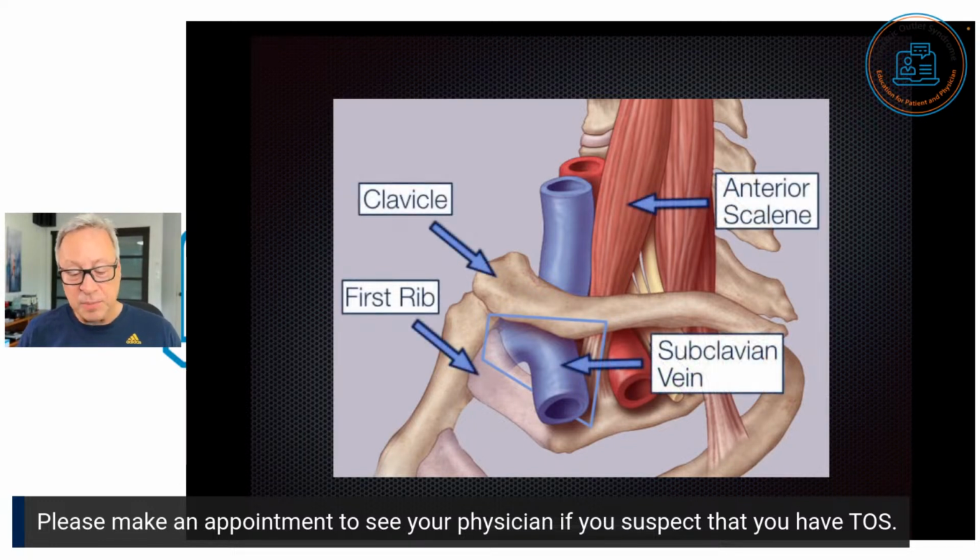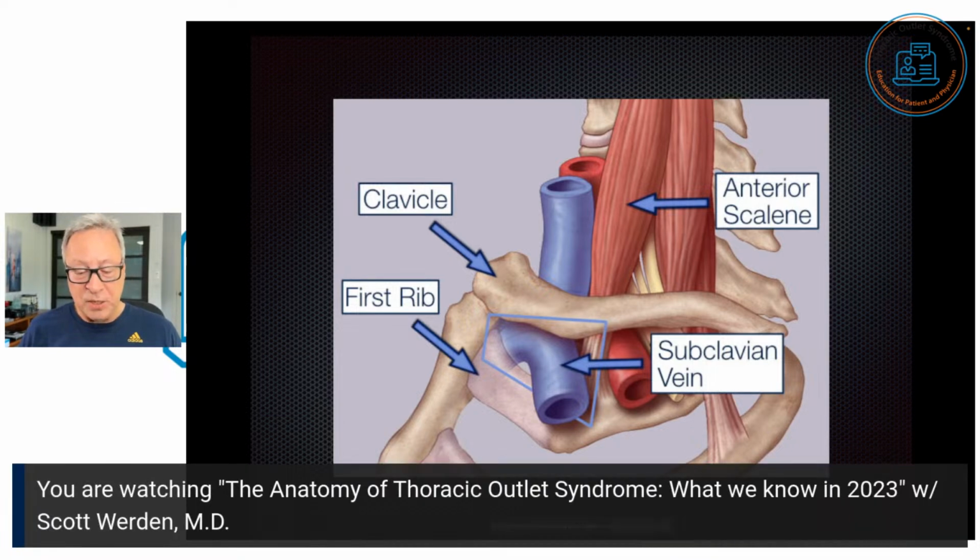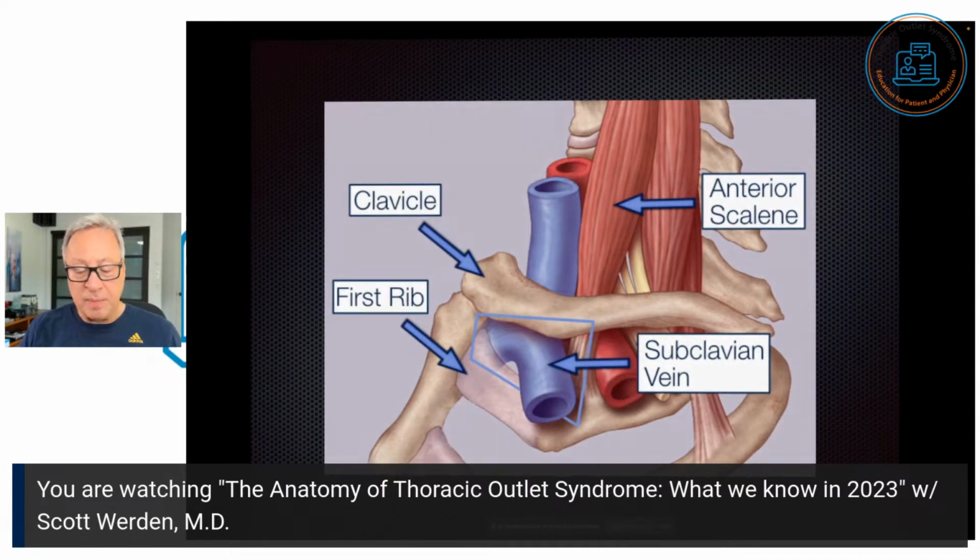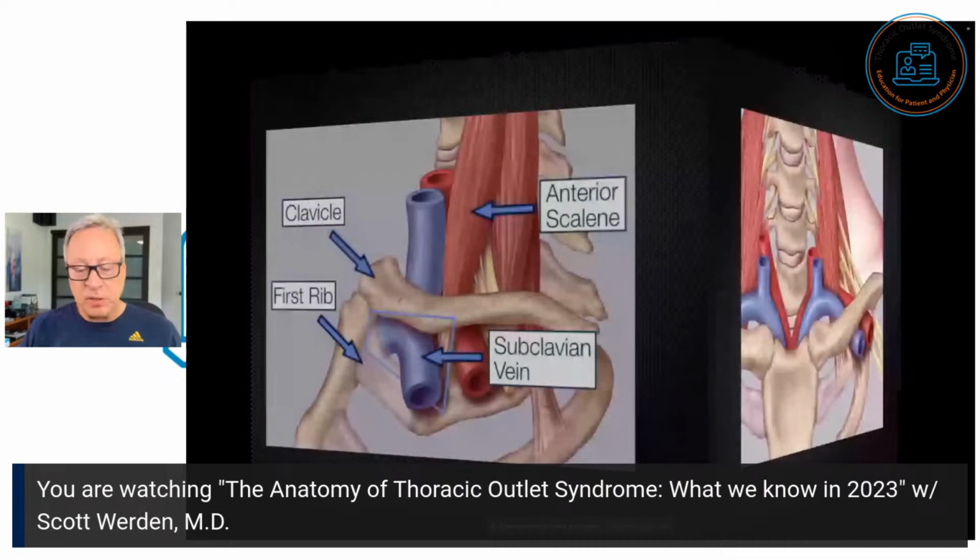Here we can see the collarbone and the first rib as the bony landmarks. The collarbone is the roof of this space. The first rib is the floor of the space. And you'll see the subclavian vein goes through the pre-scalene space. The anterior scalene muscle is at the back of the space. We're going to look at it in more detail. First, let's go to the frontal view.